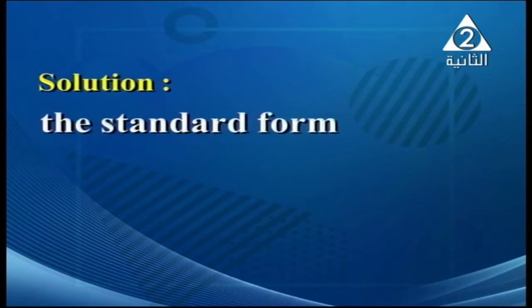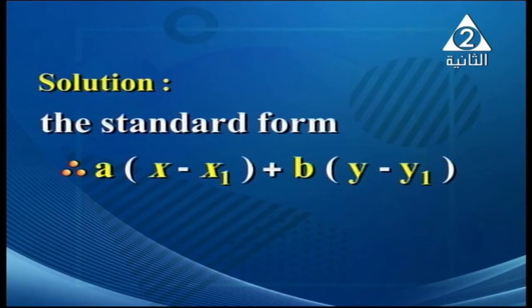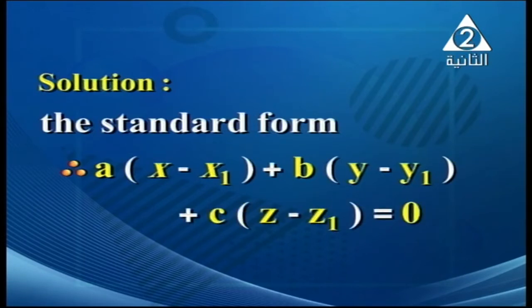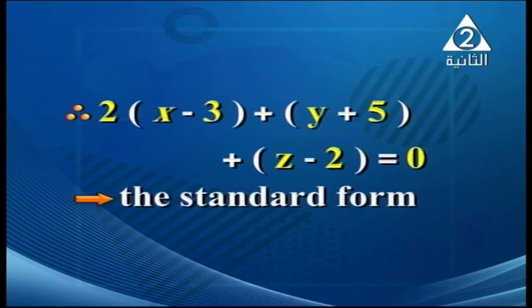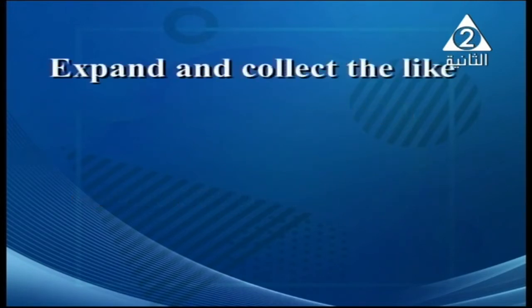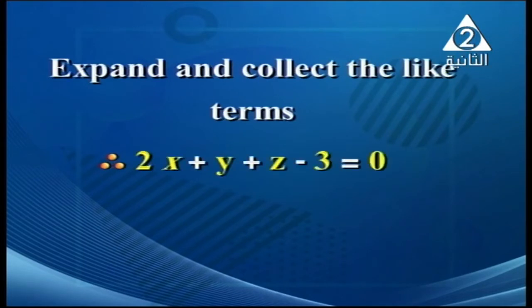Solution. Standard form, my dear student: a(x minus x1) plus b(y minus y1) plus c(z minus z1) equals 0. What is a? What is b? What is c? They are the normal vector coefficients. x1, y1, z1 is this point A. By substitution, the equation becomes 2(x minus 3) plus (y plus 5) plus (z minus 2) equals 0. For the expanded form, we can expand 2(x minus 3) and the answer is 2x plus y plus z minus 3 equals 0. This is called the general form.